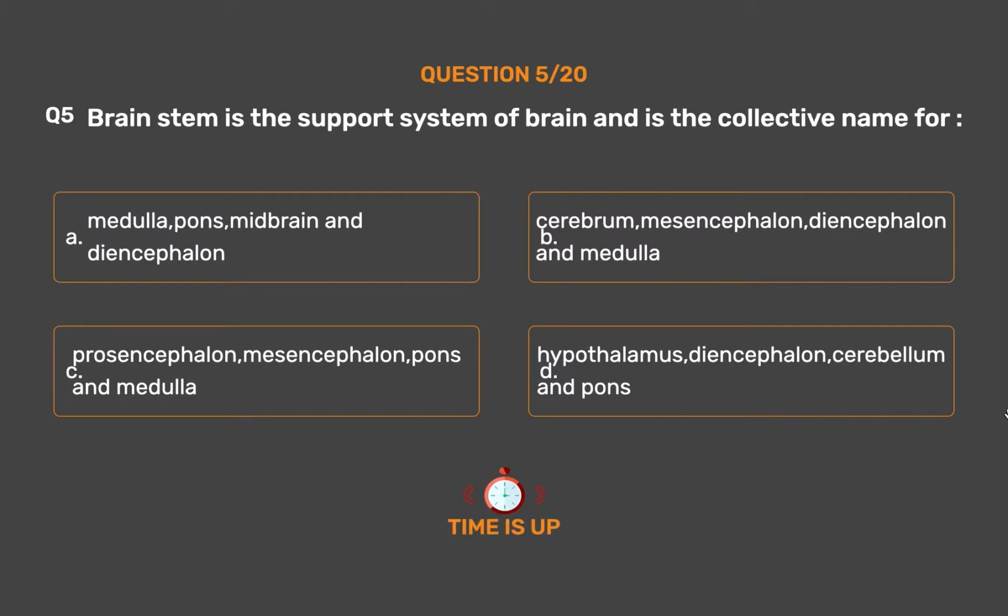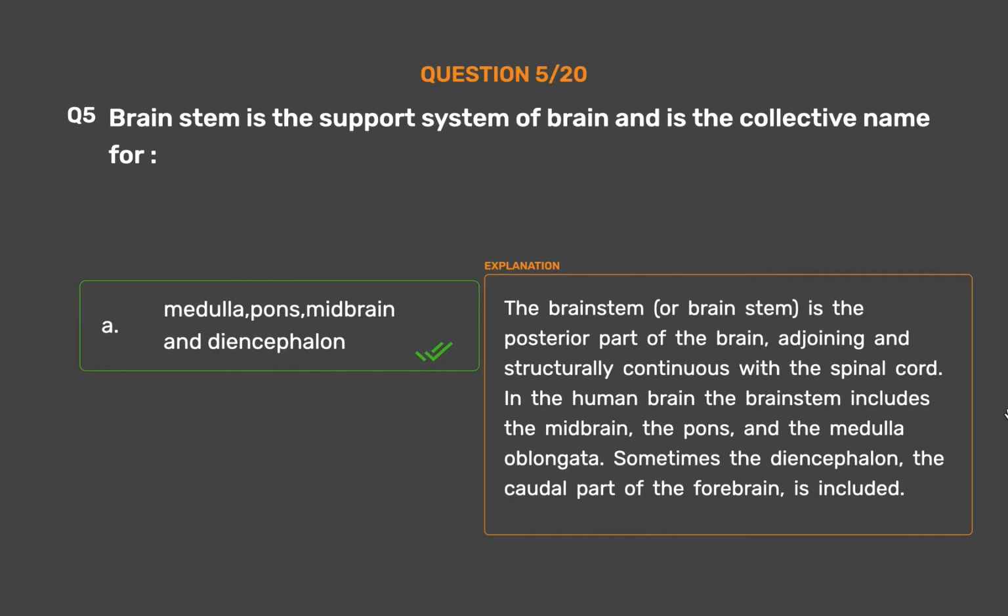The correct answer is Option A. Medulla, pons, midbrain and diencephalon. The brainstem is the posterior part of the brain, adjoining and structurally continuous with the spinal cord. In the human brain, the brainstem includes the midbrain, the pons, and the medulla oblongata. Sometimes the diencephalon, the caudal part of the forebrain, is included.